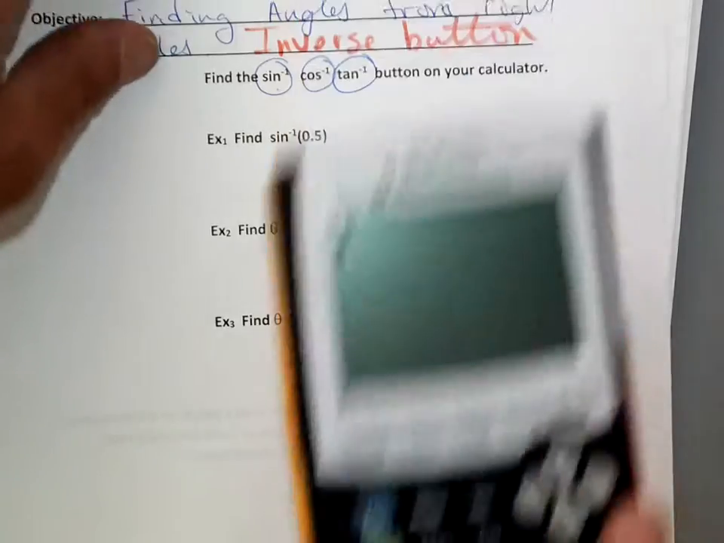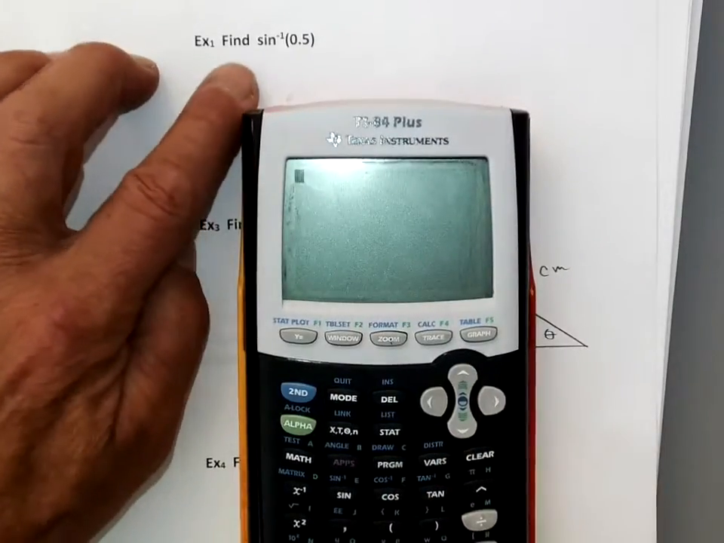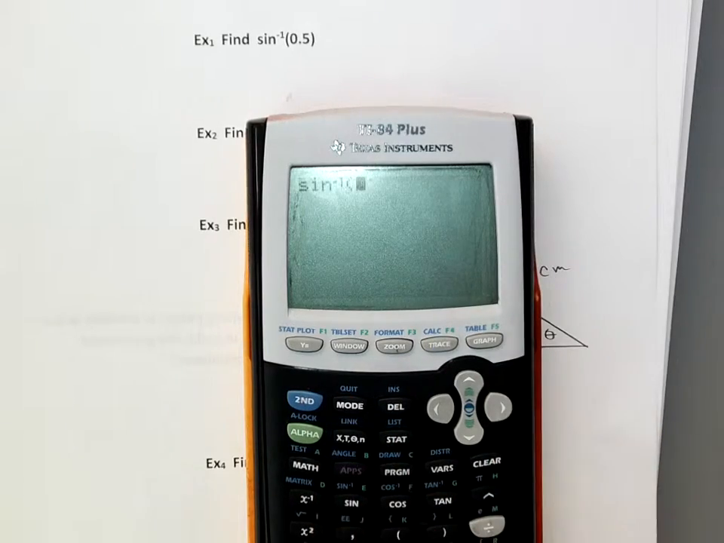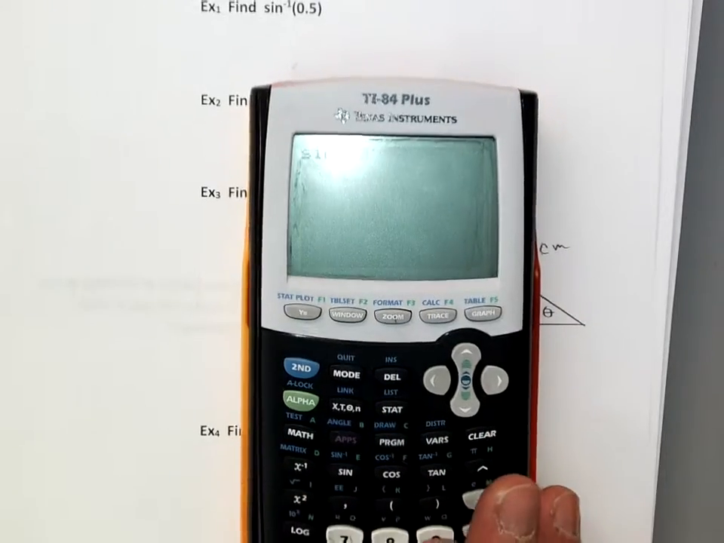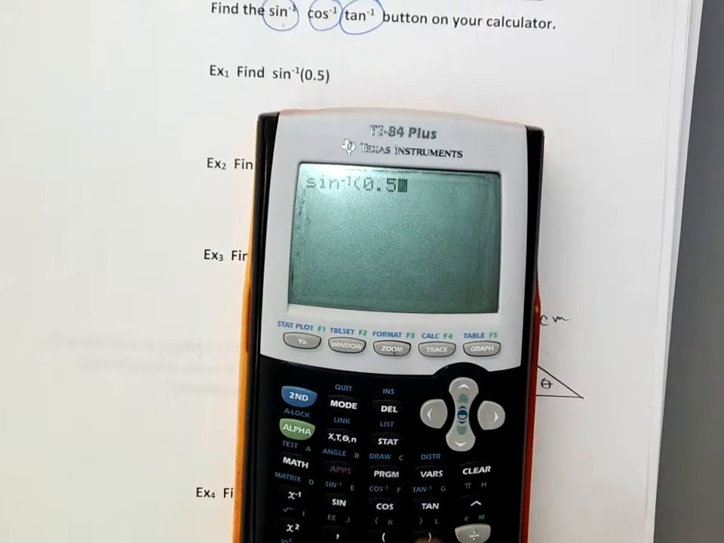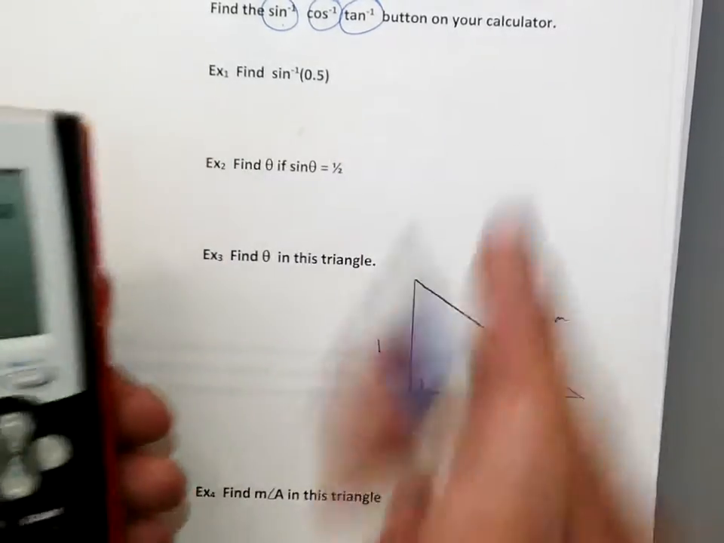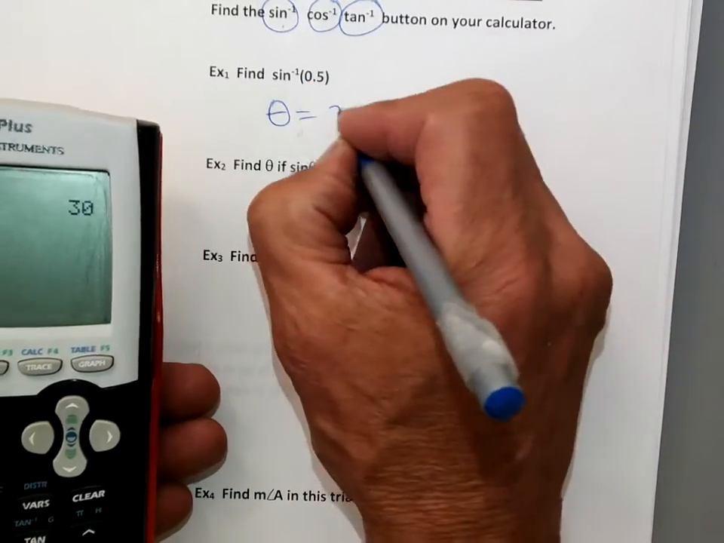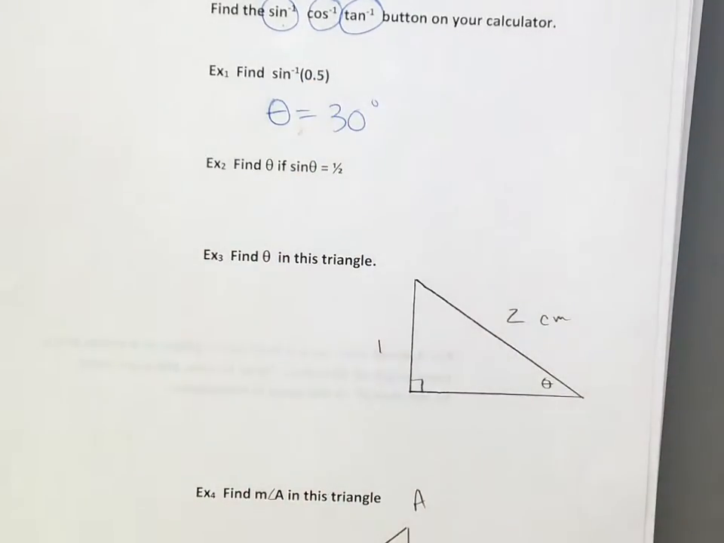So first of all, in example 1, let's just try the calculator. We're going to go second sine of 0.5, and we get 30. Now that's an angle, 30 degrees. So we found an angle. Let's say theta, because that's our symbol for angle, is 30 degrees. Okay, that was easy. Everybody agree?